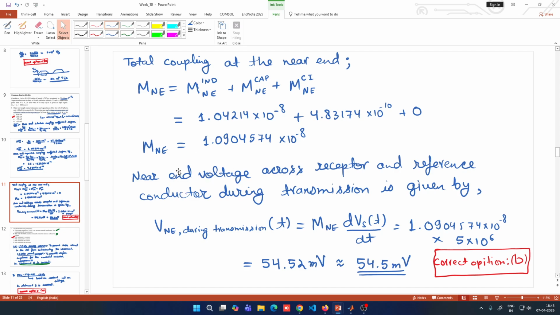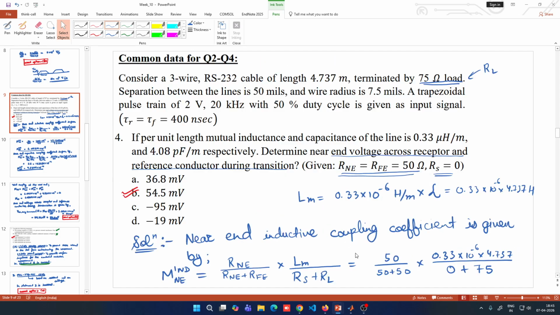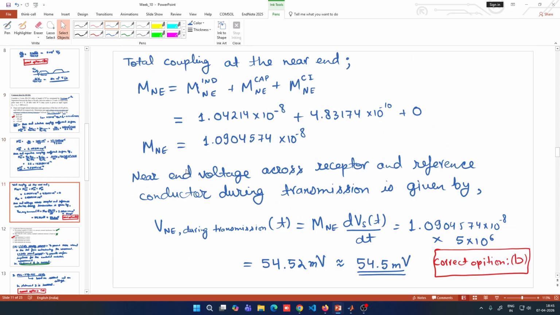So when we solve it, we will get MNE as 1.0904 something into 10 to the power 8, and the near end voltage across the receptor and reference conductor during transition is given by using this formula. So we have to multiply it with the slew rate. When we solve it, we will get 54.5 millivolts. This question will take some time to solve because a lot of calculations are there, but the formulas are direct.